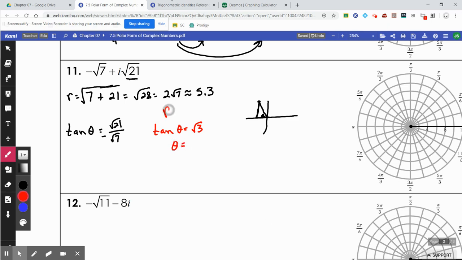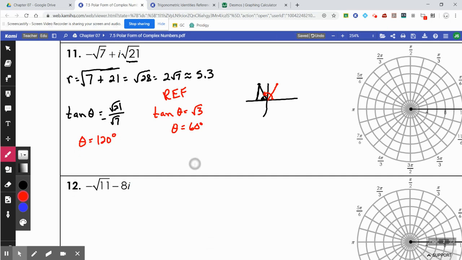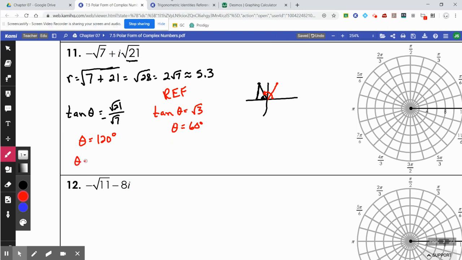Our reference angle, I'm going to put REF because this is where I'm finding my reference. The tangent of a 60-degree angle is root 3. So therefore, that's my reference angle. So this angle must be 180 minus 60, which is 120 degrees. So my theta is going to be 120 degrees, which in radians, my reference angle is pi over 3, which is 60, so 120 would be 2 pi over 3. So that's my actual angle that's going to carry me to the second quadrant.